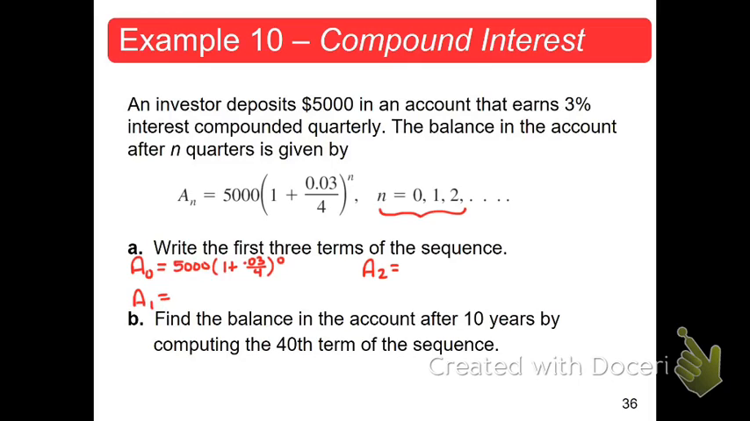Remember you do inside parentheses first, and then division comes before addition. So divide your fraction, add the 1, raise it to the exponent, and then multiply. But with the calculators that we've got, we don't really have to, unfortunately, know that. We could just type it in. What is the first one? It would just be 5,000.